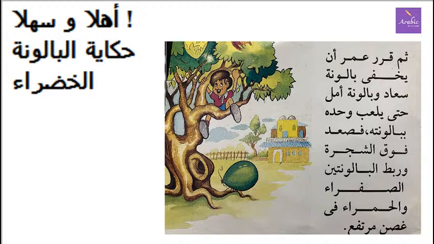فصعد, so he went up فوق الشجرة, above the tree, وربط البالونتين, and he tied the two balloons, الصفراء والحمراء, في غصن مرتفع. So he tied the yellow balloon and the red balloon في غصن مرتفع. In the tree, مرتفع is in a high place in the tree. غصن is a branch of the tree. So in a high branch of the tree. So he tied the two balloons, الصفراء والحمراء, which are his sisters' balloons. And why did he do this? Because he decided that he's going to play alone with his own balloon.